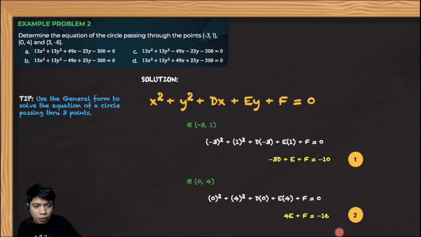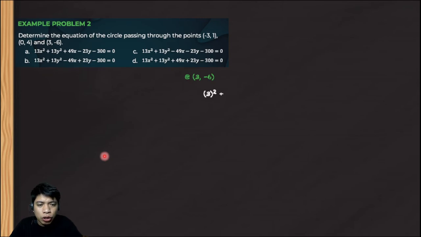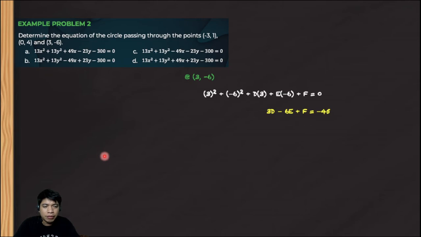Okay, so for our last equation, third equation, that is 3, negative 6. Okay, so ulitin lang din natin guys, is-substitute natin yung point na yan sa ating equation. So yun lang din yung gagawin natin dito. Okay, and then, is-simplify natin ulit. So ito yung ating simplification nun. 3d minus 6e plus f equals to negative 45. Okay, so this is our third equation. So ayun, tapos na guys, no? Nakagawa tayo ng tatlong equations. We have three equations. We have three unknowns. Okay?